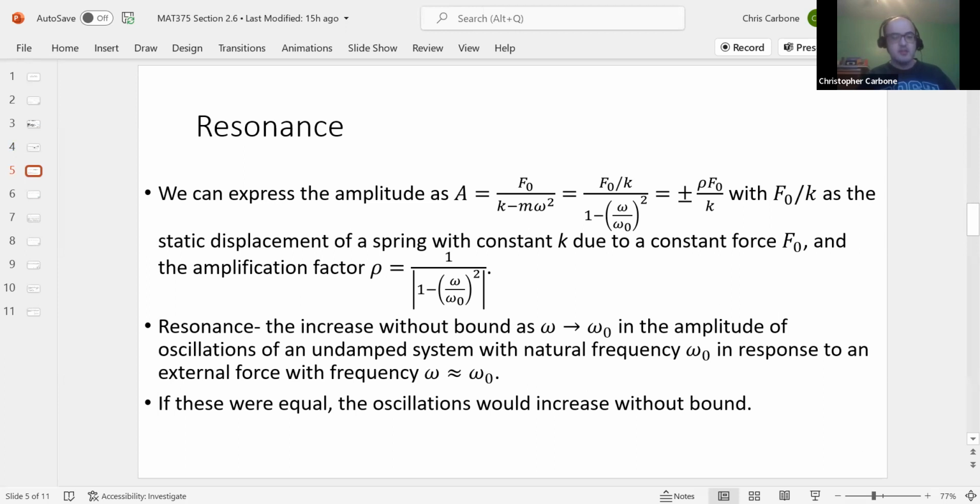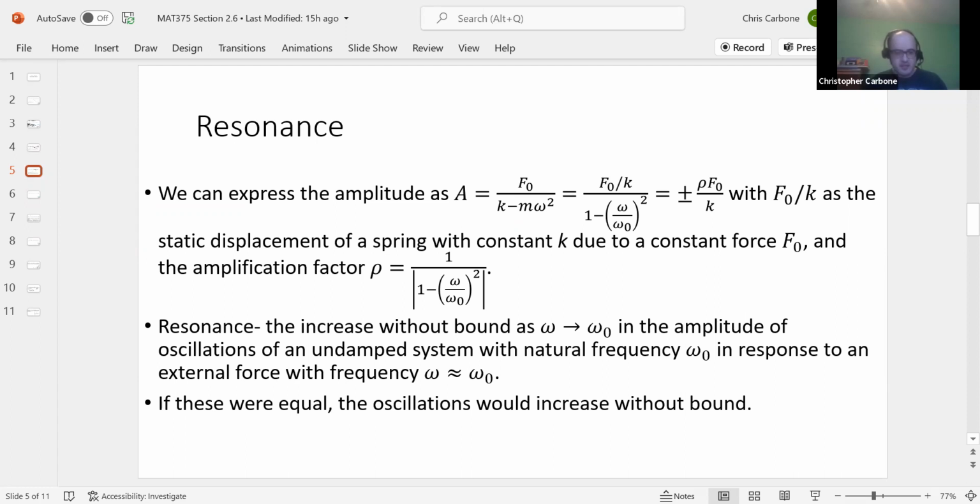So this idea of resonance, we can express the amplitude as A is equal to f sub 0 divided by k minus m times omega squared, that being f sub 0 divided by k divided by 1 minus omega divided by omega sub 0 squared. This being positive and negative rho times f sub 0 over k. F sub 0 over k is the static displacement of a spring with constant k due to a constant force f sub 0, and amplification factor rho being 1 over the absolute value of 1 minus omega divided by omega sub 0 squared.